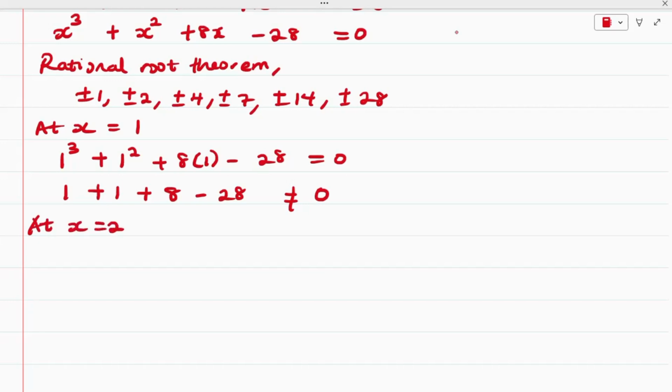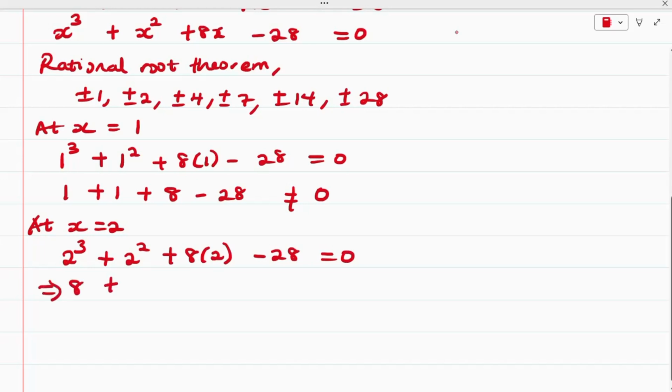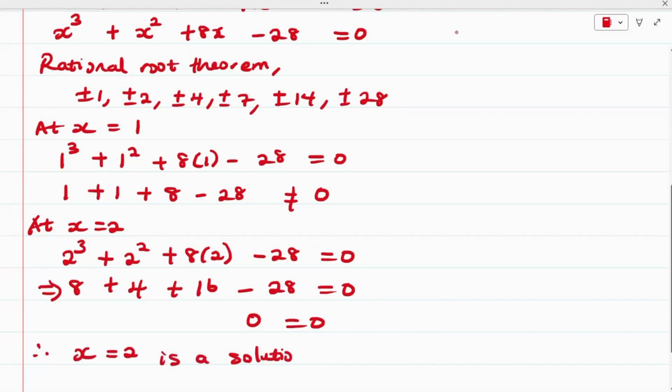So let's go verify for x equals 2. Alright, so for x equals 2, we have 2^3 + 2^2 + 8 times 2 - 28 equal to 0. So 2^3 is 8, plus 2^2 is 4, plus 8 multiplied by 2 is 16, minus 28. 8 plus 4 is 12, 12 plus 16 is 28, 28 minus 28 is 0, so 0 equals 0. So therefore we can say that x equals 2 is a solution to this polynomial right here.